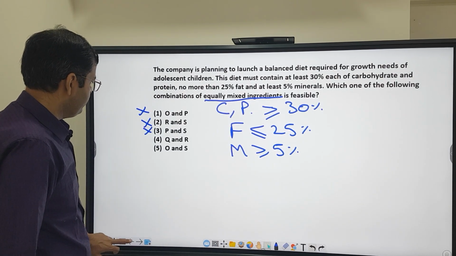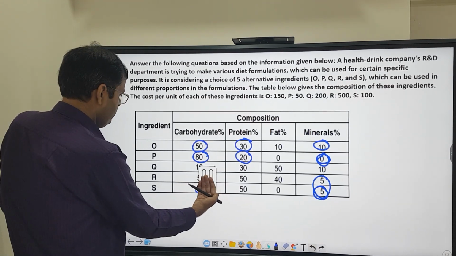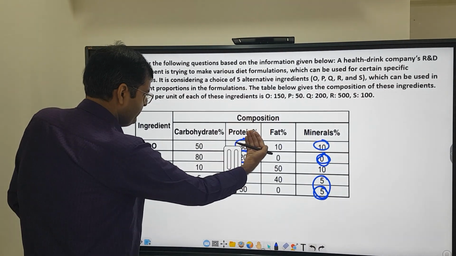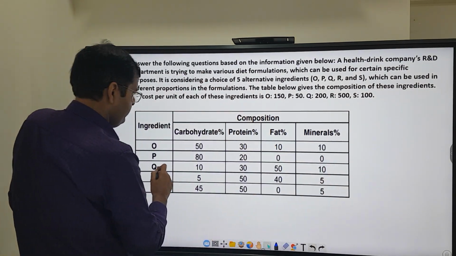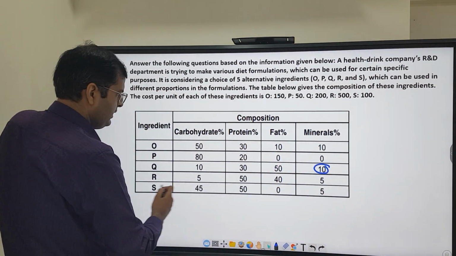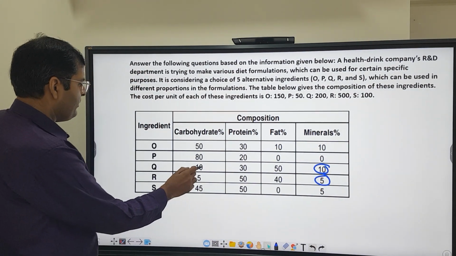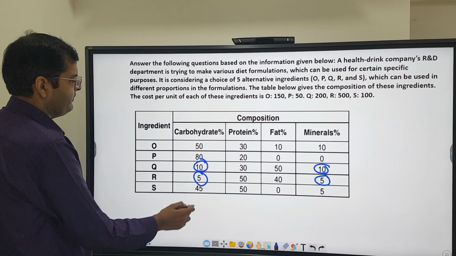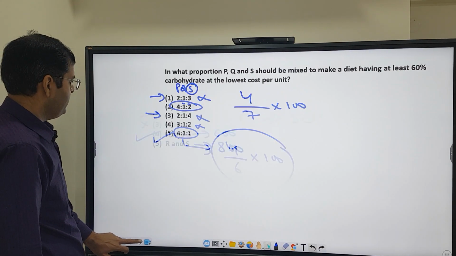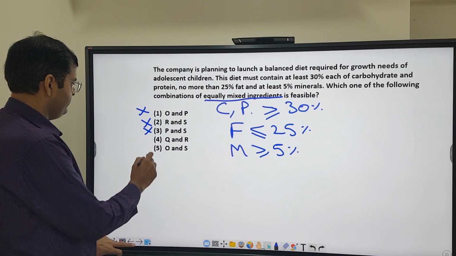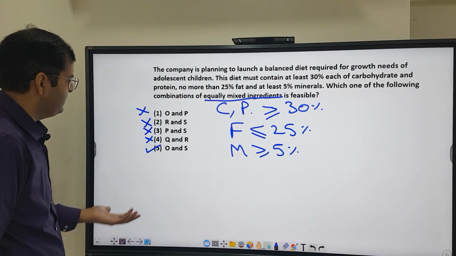Then Q and R. Q mineral is 10, R mineral is 5. If you mix them, it will be 7.5. Carbohydrate, it will not work because it is 10 and 5. You need at least 30% of carb also. So Q and R is also ruled out. So that means only the fifth option remains, so it has to be the right answer, O and S.